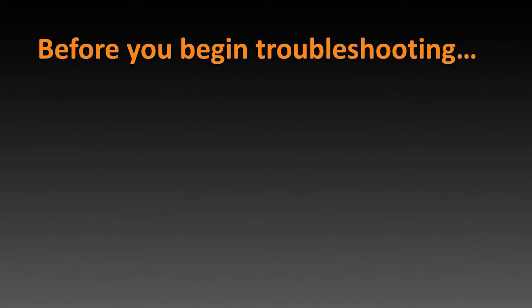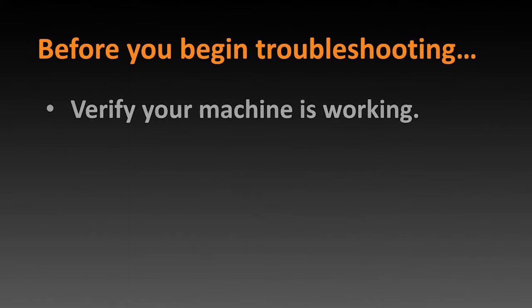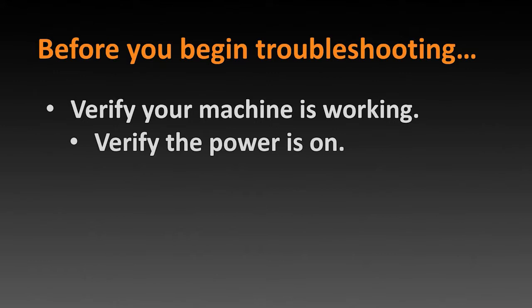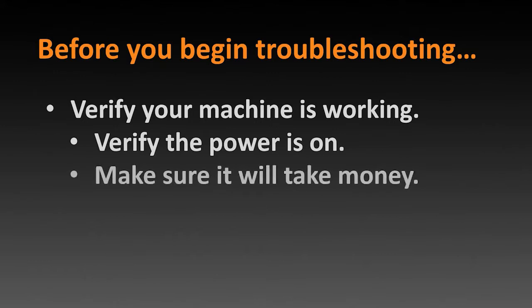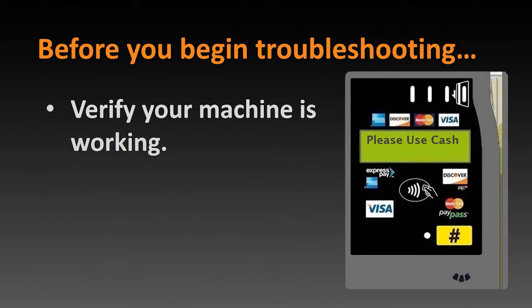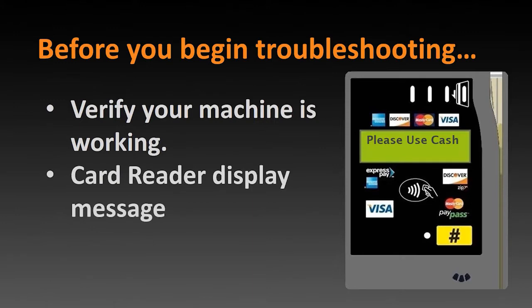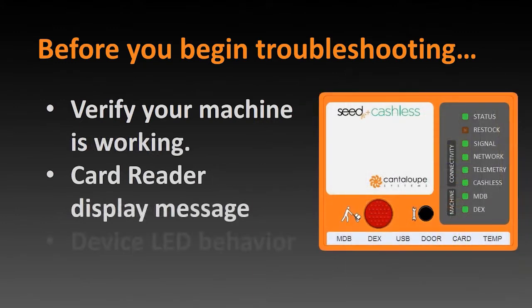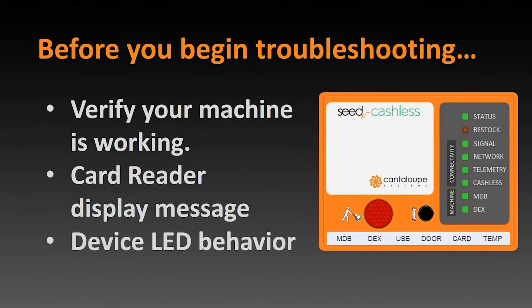on your machines. Before you begin troubleshooting, make sure your machine is working and the power is on, and also that the coin mechanism and bill validator will accept money. Run a test vend with cash. Next, take a look at the card reader and take note of what you see on the display. Open the machine door and observe the light indicators on the Greenlite device. If the device is connected and sending data, all the device LED lights should be green.